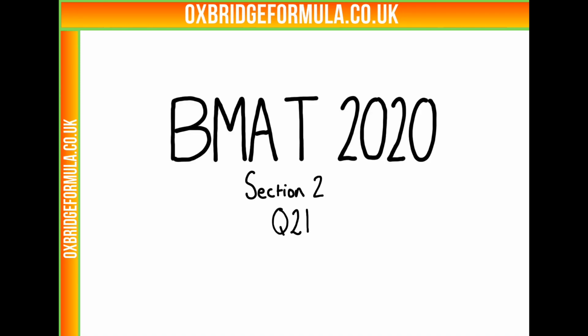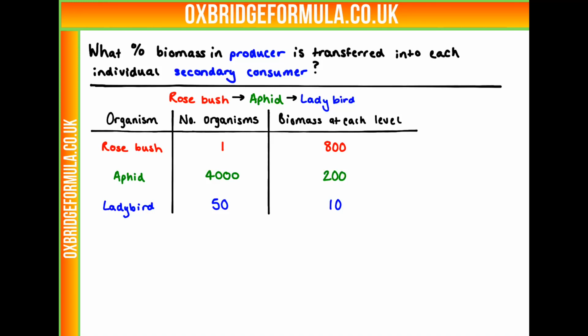So this video is looking at BMAT 2020, Section 2, Question 21. We're given a simple food chain. It's going rosebush to aphid to ladybird, and a table representing how many organisms we have and the biomass at each level of this chain. And our question is, what percentage of biomass in the producer is transferred into each individual secondary consumer?